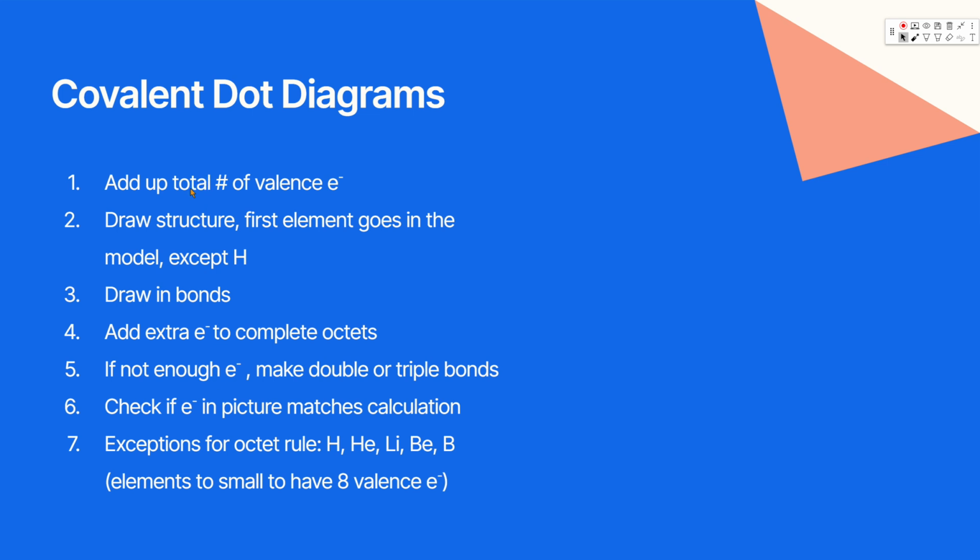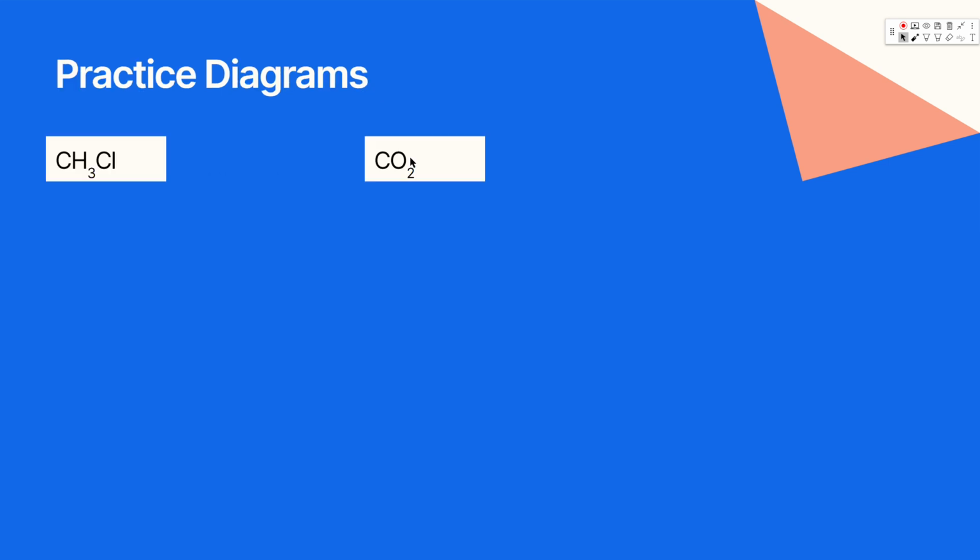Check if the electrons in your diagram match the calculations from step 1. Some exceptions to this octet rule include hydrogen, helium, lithium, beryllium, and boron, because these elements are too small to have 8 valence electrons. We're going to practice drawing some diagrams, so feel free to do it on your own and pause the video, but I'm going to do it step by step.